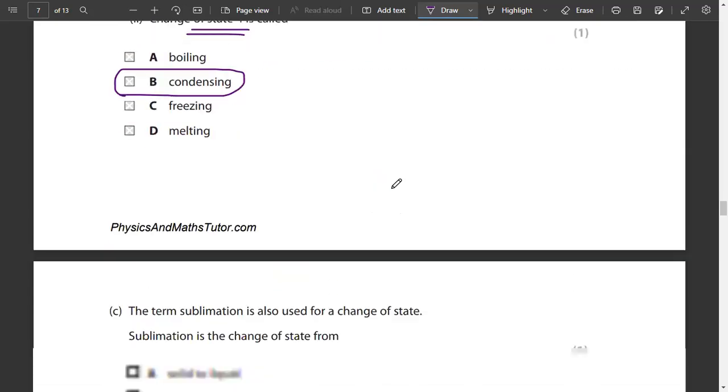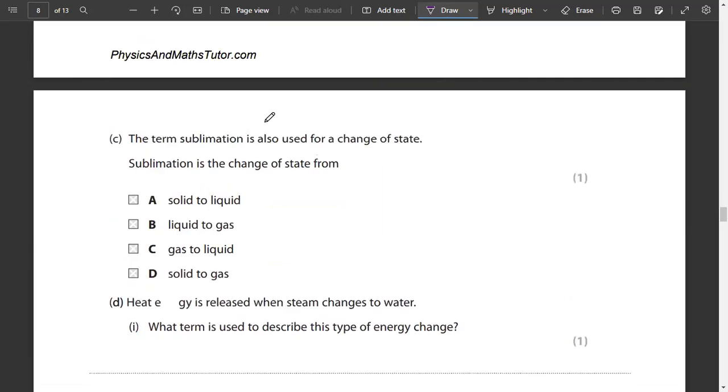Your answer is correct. The term sublimation is also used for the change of state. Sublimation is the change of state from... Now this is what you can answer. Tell me the answer. A, B, C or D. Sublimation क्या होगा? Solid to gas. Exactly. Well done. Correct answer would be option number D.